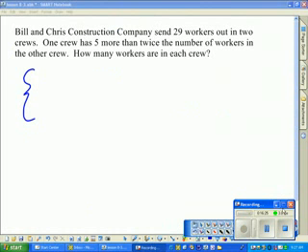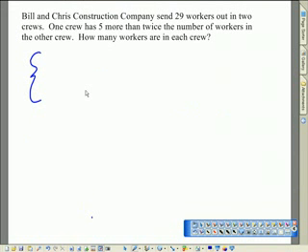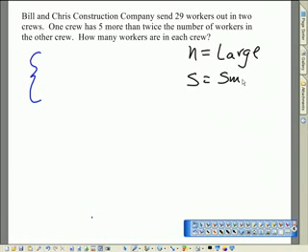This problem will require a lot of thinking on your part. So it has 2 construction crews, right? And 29 total in both crews. That means you have the number in the large crew, right? We're going to let that equal n. And then we'll let s be the number of workers in the small crew. So when you take the number of workers in the large crew plus the number of workers in the small crew, they have to equal 29 total. So now we need to come up with the other equation because it's a system.